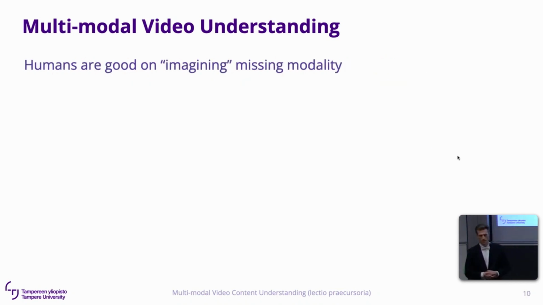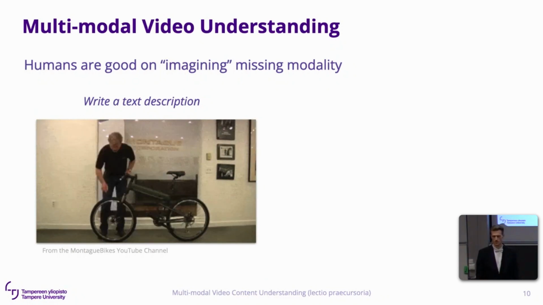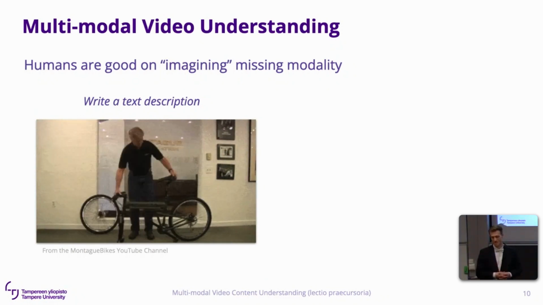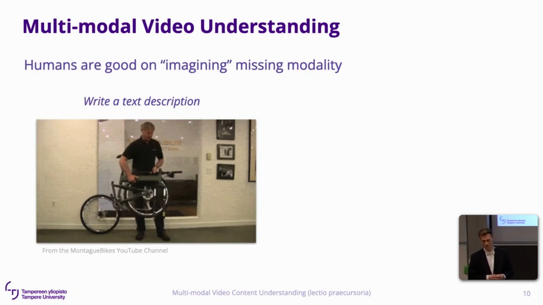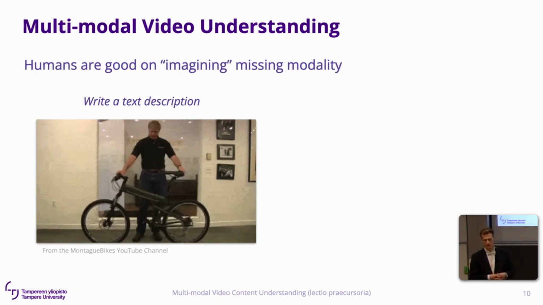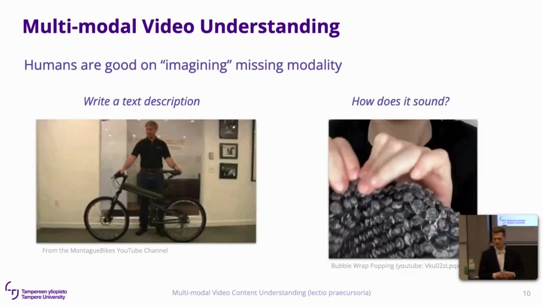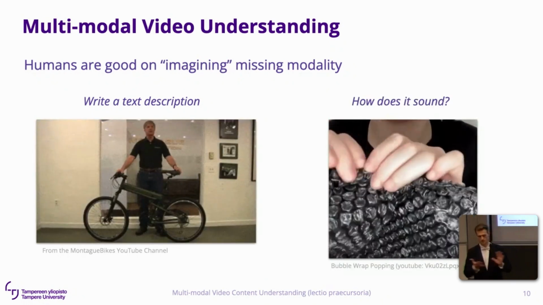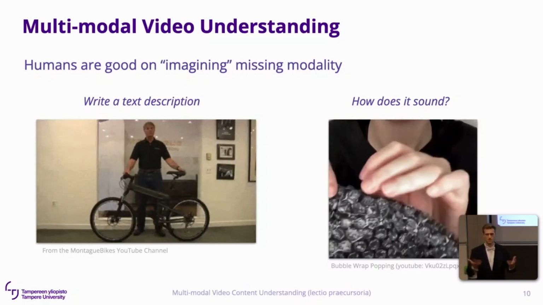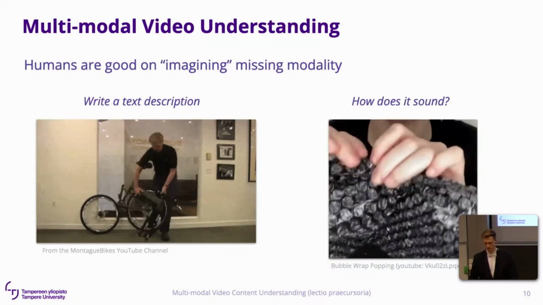Humans are also very good at cross-modal tasks, such as imagining a missing modality. If I would ask you to give me a textual description of what is happening in the video, you would be able to do it. You would write something like: the person is speaking in front of a camera, then he shows how to fold and unfold the bicycle, and then finally you see the title screen. And not only that, but given a visual stream, it's easier for you to imagine how the soundtrack will sound.